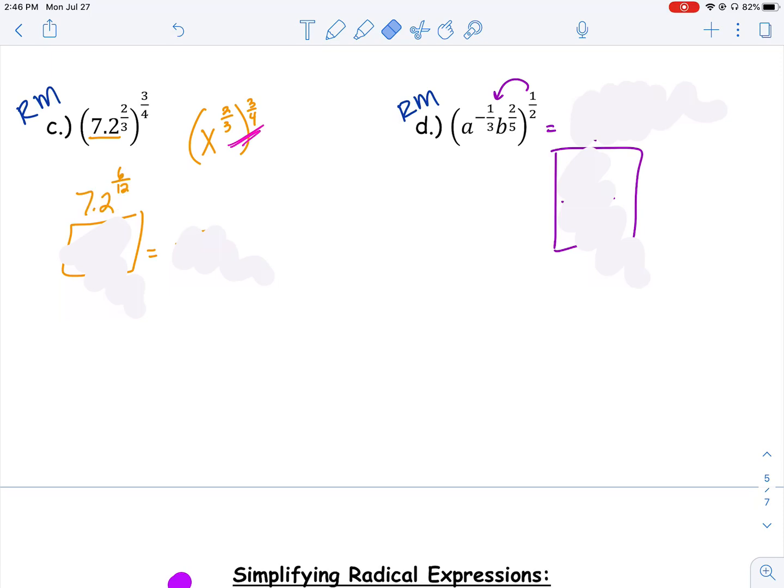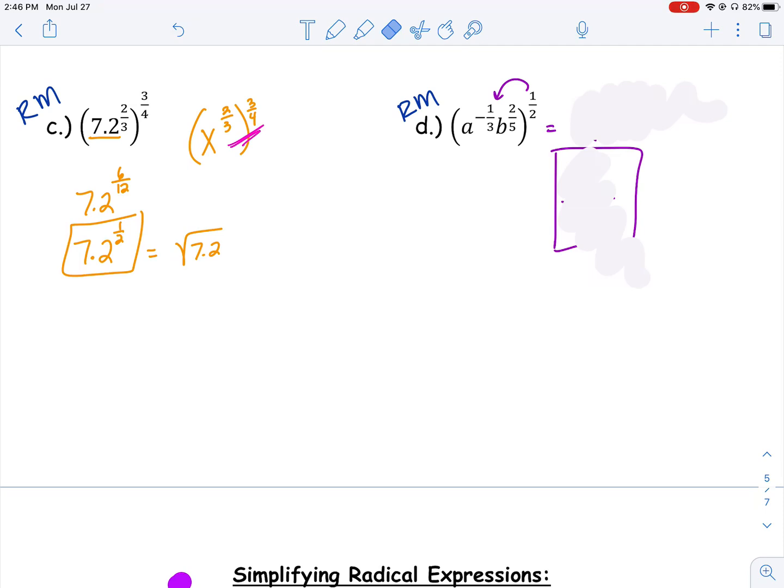Let's keep our base, the 7.2, and multiply our exponents. Remember, when we multiply, we don't need common denominators, only when we're adding or subtracting. So I end up getting 7.2 raised to the 6/12 power. Now, can't 6 over 12 be reduced? So I can say that I have 7.2 to the 1/2 power, or I could say the square root of 7.2. Either way is acceptable. I have positive exponents, and I can't simplify anymore.